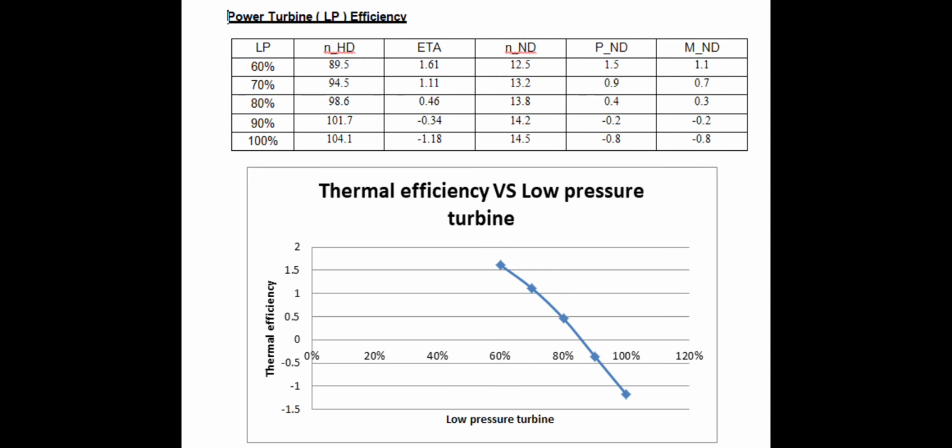Referring to graph 4, it shows that the relationship between the thermal efficiency and the power turbine, low pressure turbine efficiency, is decreasing linearly. As plotted in the graph, the thermal efficiency continuously drops as the efficiency of the power turbine, low pressure turbine, increases. At 60% of power turbine efficiency, the thermal efficiency is 1.61%. The continuous drop of the thermal efficiency can be seen as it reaches a negative value of negative 1.18% at 100% of power turbine efficiency.